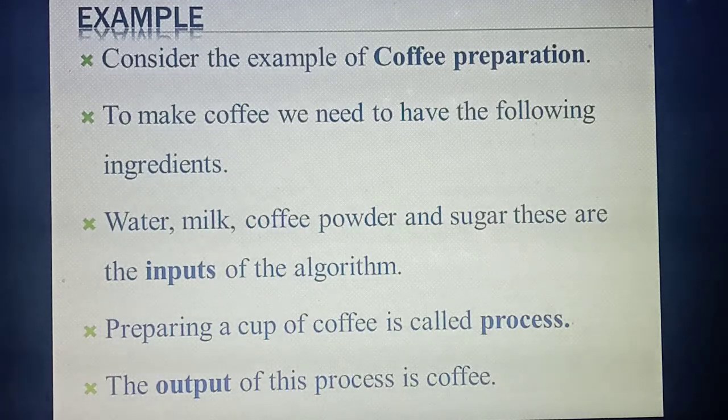So whatever is needed for solving a particular problem, you consider as an input. To prepare a coffee, what are the ingredients you need? Milk, coffee powder, sugar, water, etc. All these we can take as input. Once the ingredients are ready, you start to prepare a coffee. That is called the process. After completion of the process, you will get a coffee as the output.